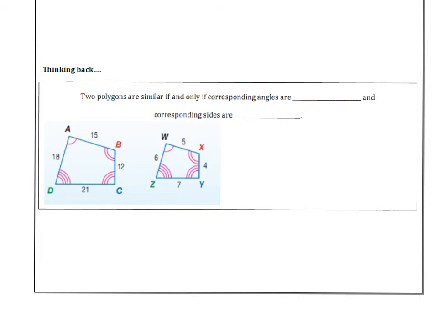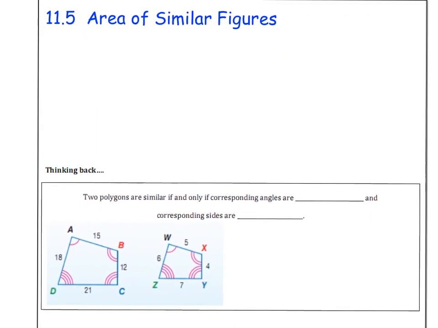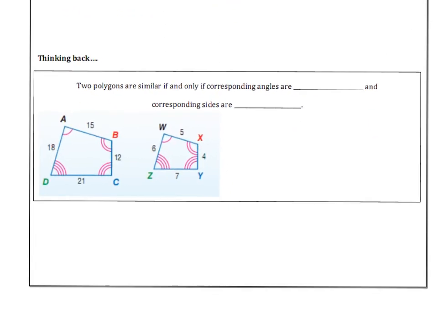This is Mr. Heron talking to you about 11.5, the area of similar figures. This represents the end of Unit 11. So right after this should be the 11.1 through 11.5 full review, and then you're going to take your test. So now thinking back, this is kind of old stuff.